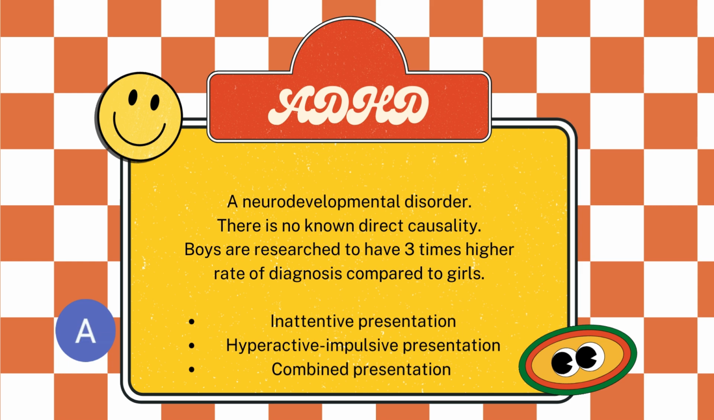What are the types of ADHD that are present according to DSM-5? There are three types of ADHD. The first one is the inattentive presentation, second is the hyperactive impulsive presentation, and the third is the combined presentation. So combined meaning having both inattention and also hyperactivity.